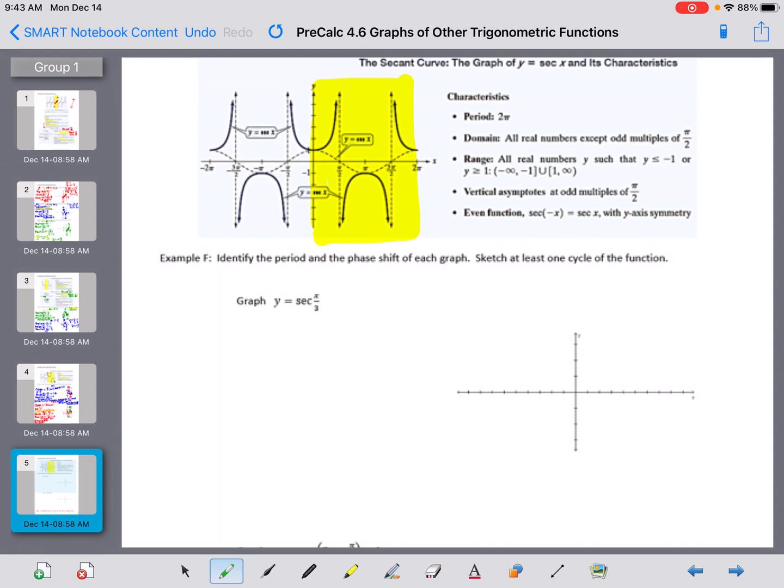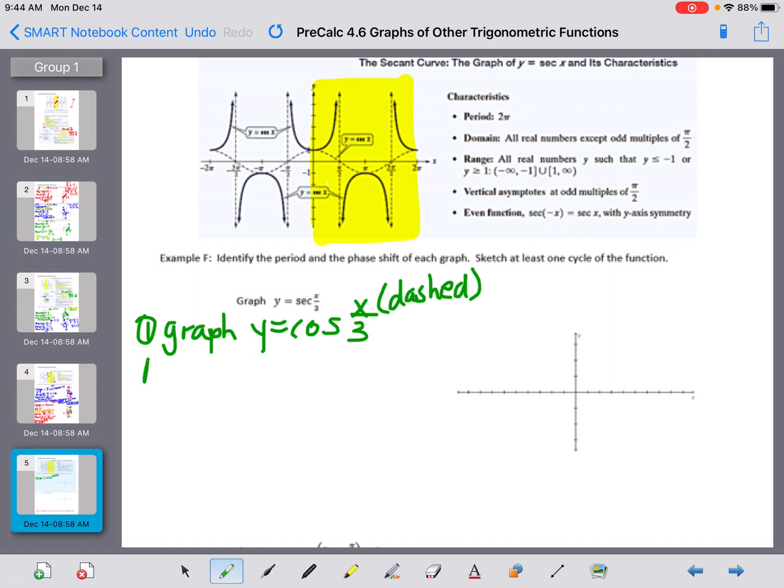All right, so what are our steps here? Similar to where we started on the cosecant, but this time, because secant and cosine go together, we're going to graph y equals cosine of x over 3. Remember that's going to be dashed because it's a guideline. It's not the actual curve that's part of the secant curve, okay?